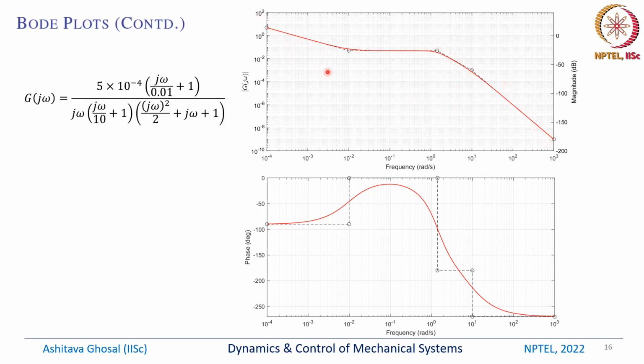and we can plot all these asymptotes, and then we can plot the magnitude plot smoothly. The phase plot also can be plotted. It starts at minus 90, goes almost up to 0, the asymptote is at 0, then it can go down to minus 270.